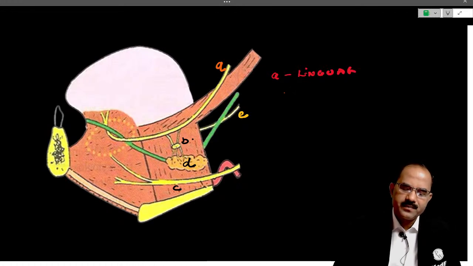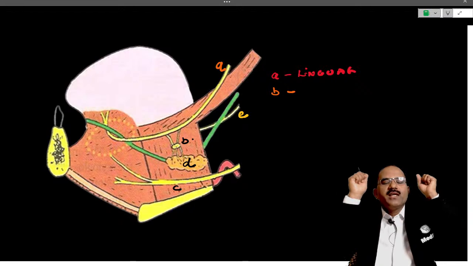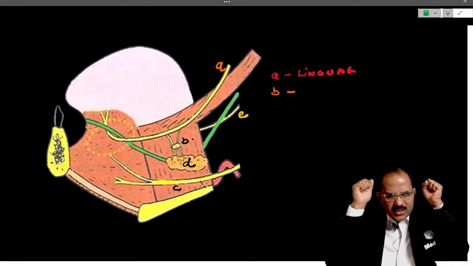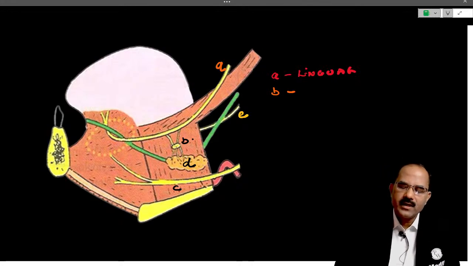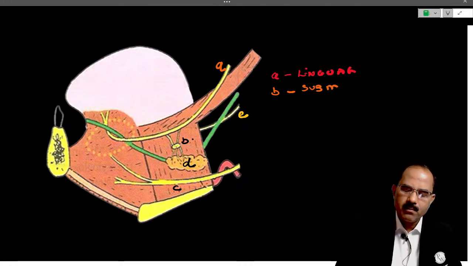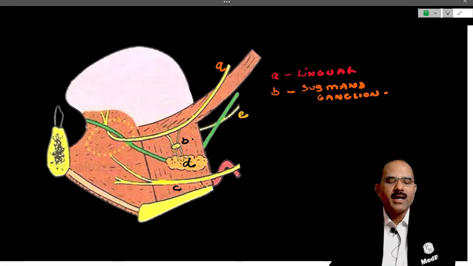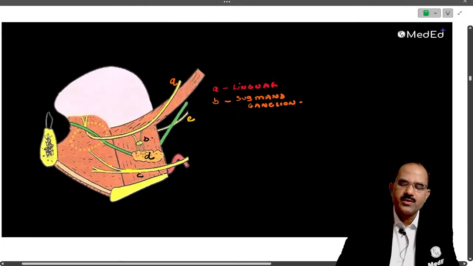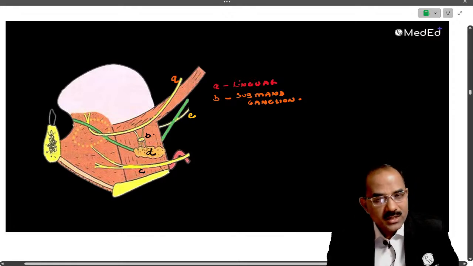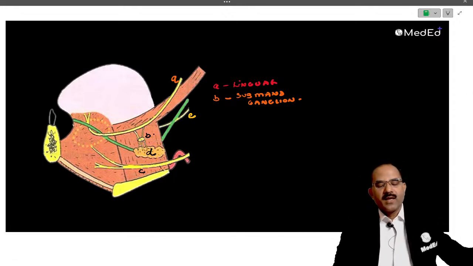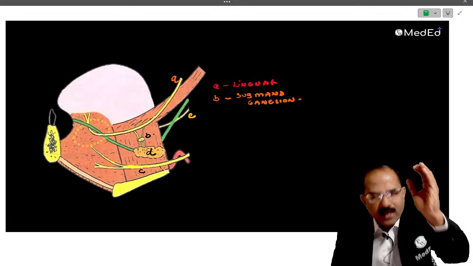What is B? What is hanging from the lingual nerve? Something which is hanging from the lingual nerve, which lies on a muscle. B is the submandibular ganglion. This is extremely important, so be very clear about it. What is hanging from the lingual nerve is the submandibular ganglion, and this ganglion is lying on which muscle?